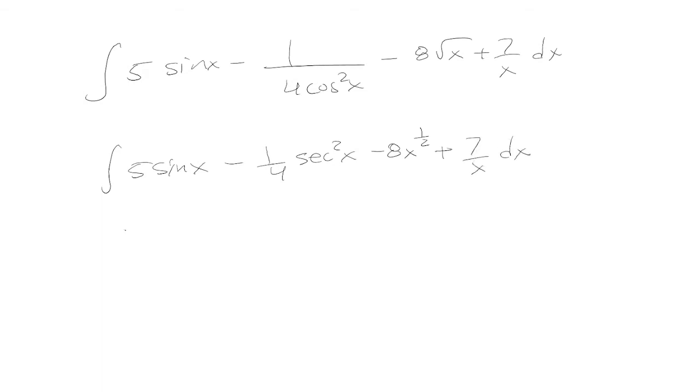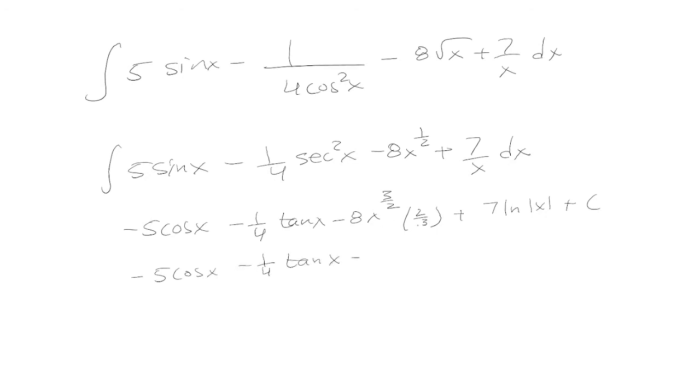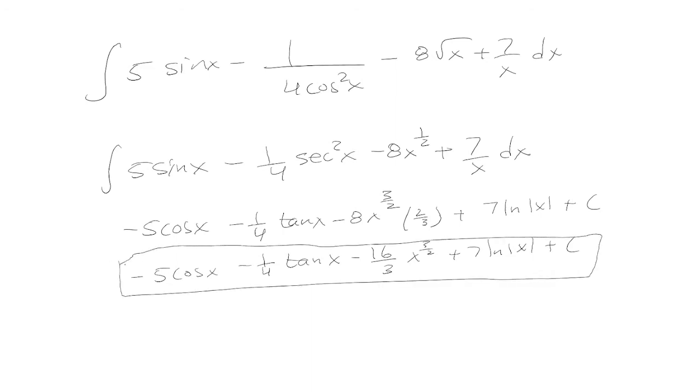The antiderivative of sine x is negative cosine x. And then the antiderivative of secant squared is tangent. Now, for this one, we're going to add 1 to the exponent and multiply by the reciprocal of the exponent. And 7 over x is just 7 ln of x. Let's just simplify. The only thing we really have to simplify is 8 times 2/3, which will give us 16 over 3. And this is my antiderivative.